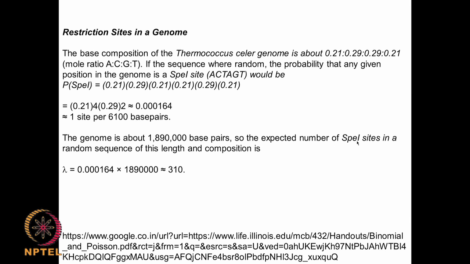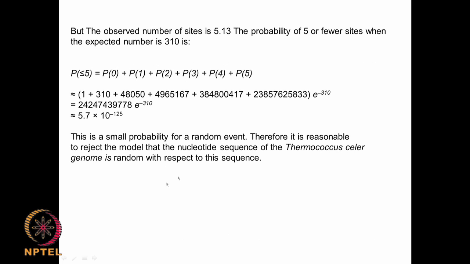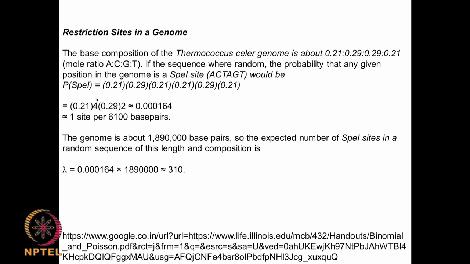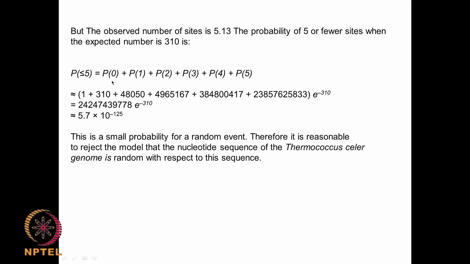So, the expected number of SPL sites in a random sequence of this length and composition will be 0.00164 multiplied by this, so we get lambda equal to 310. Okay. So, we can substitute that into our equation for less than 5. We want to look at less than 5, that is x equal to 0, 1, 2, 3, 4, 5.